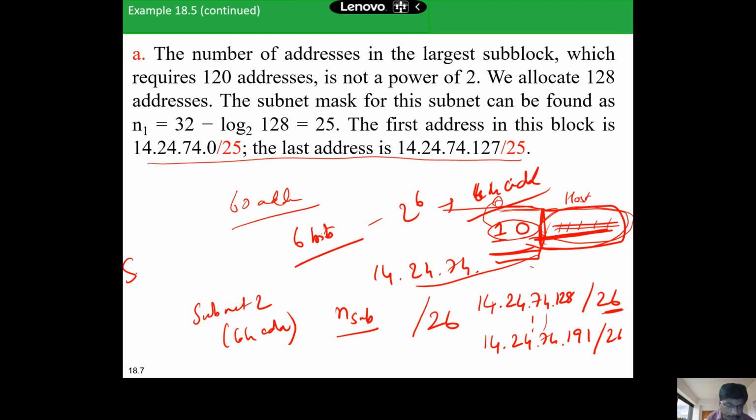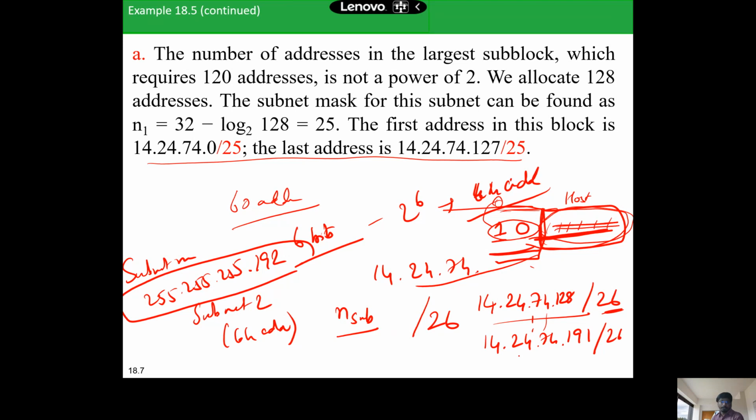Okay, so the subnet mask for the second case will be 255.255.255.192, since you're borrowing 2 bits from the host portion for identifying a subnet. So if you apply this subnet mask to any IP belonging to this subnet, you will identify the first address of that particular second subnet. Okay, so this is case 2.